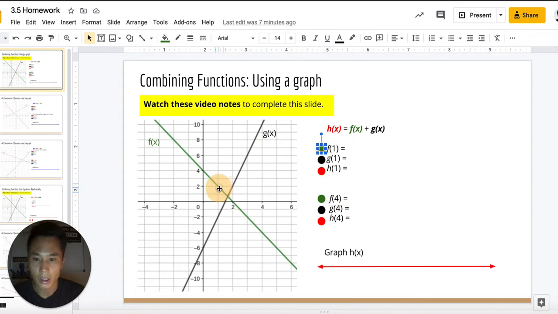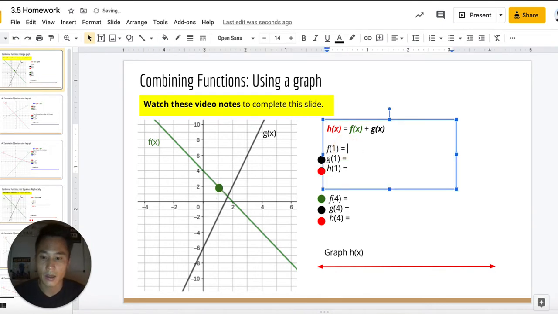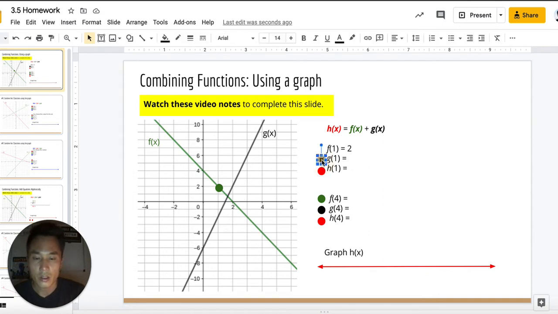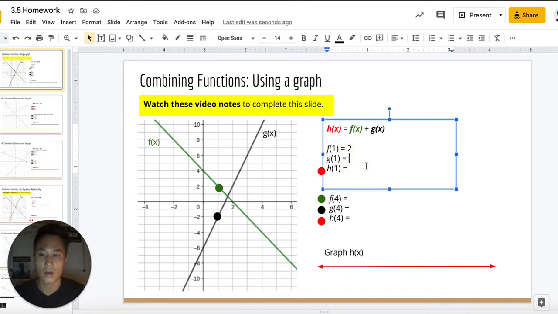So for the green line, when the input is 1, that would be right here at this point. That's an x of 1. The y value, the output of the function, is 2. So I know that f of 1 is equal to 2. Let's do the same thing for g of x. On the g of x line, when x is 1, the point is right here. So the value of the function would be negative 2, or the y value is negative 2.